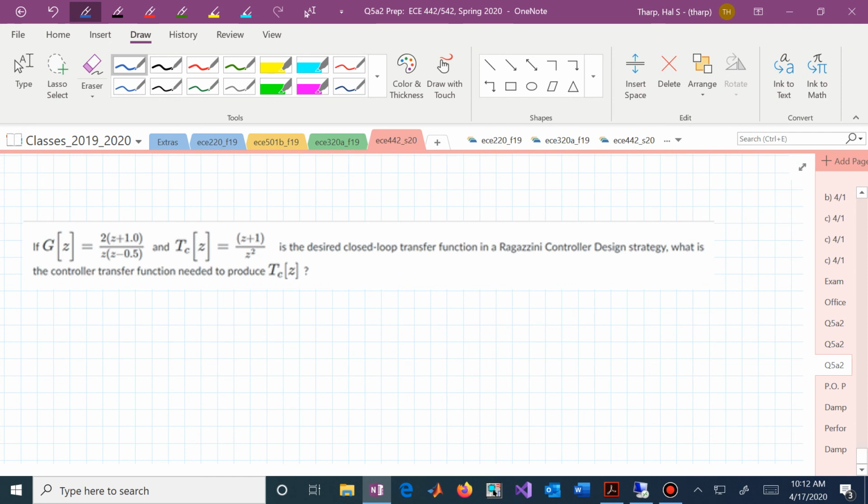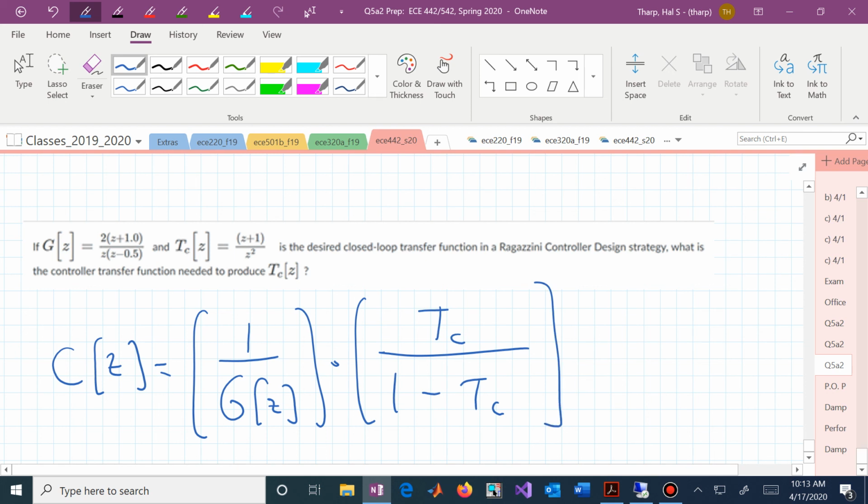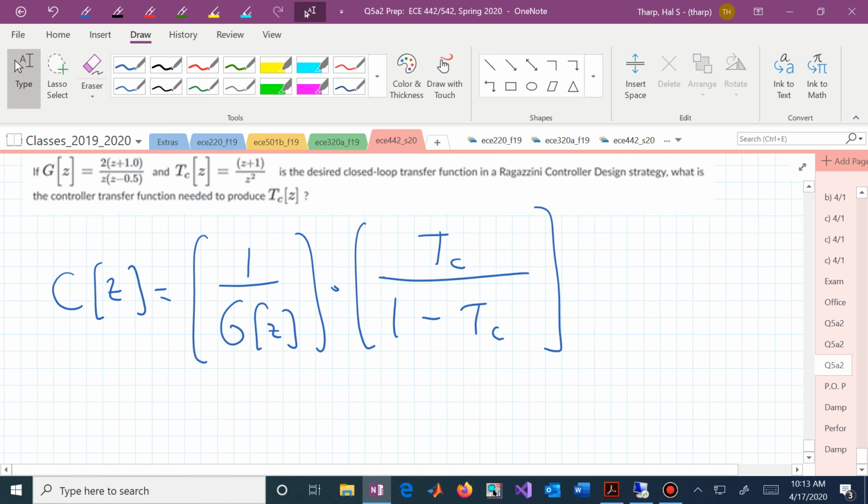Everybody did quite well on this one. This is basically just doing some algebra with transfer functions. If g of z is specified and t sub c is given, what is the controller transfer function? Now we're simply calculating c of z based on the formula that we know is true to create this transfer function c of z.